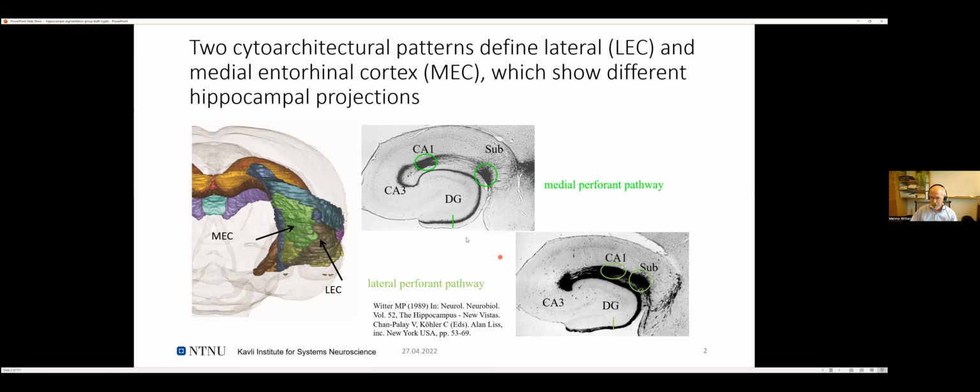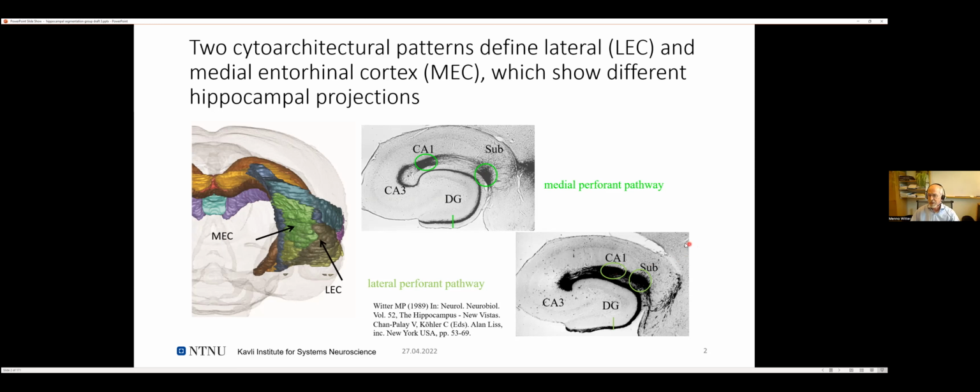Now, if you look at the green bar, here the terminal field is in the middle of the molecular layer. Here, the terminal field is in the outer one-third of the molecular layer. Even more strikingly, the two terminal fields in CA1 and subiculum have moved together. So instead of having two patches here in what is referred to as the proximal CA1 and the distal subiculum, they're now in the distal CA1 and the proximal subiculum. So there is a striking difference in distribution of the axonal projections that come out of the medial entorhinal cortex versus the ones that come out of the lateral entorhinal cortex.